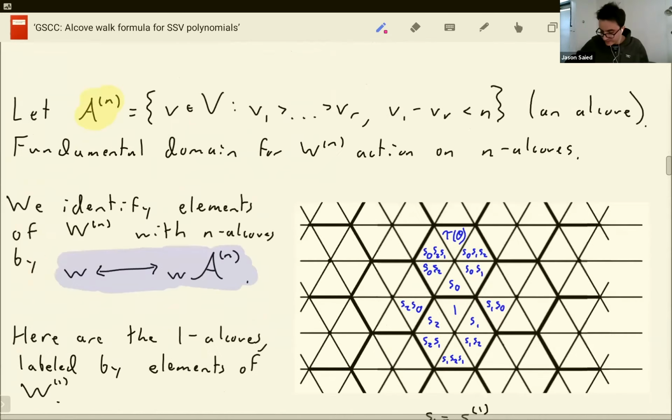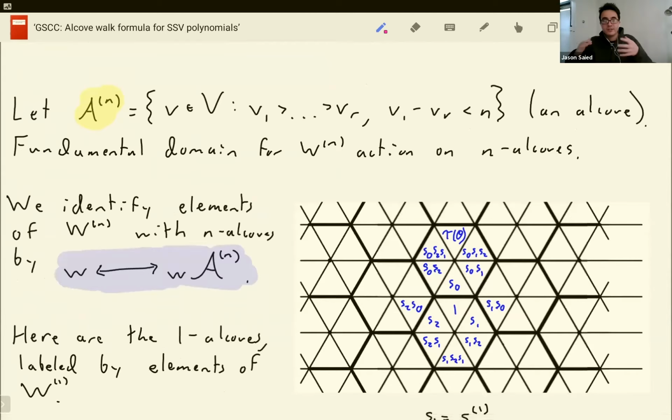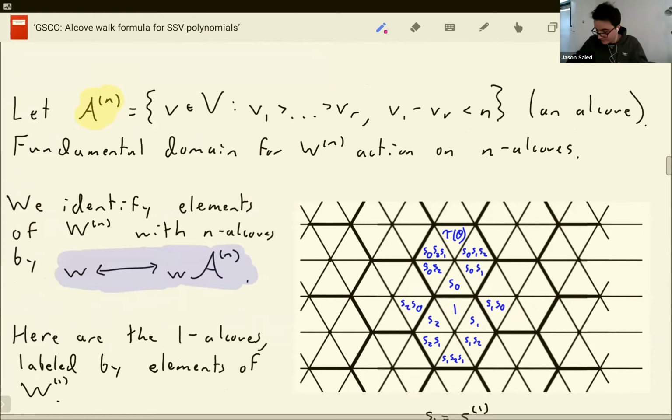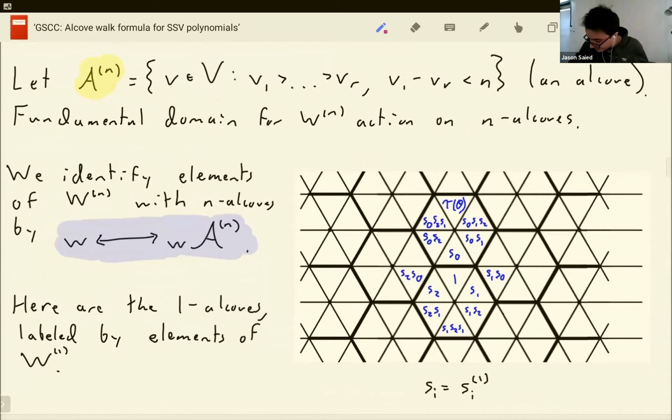And using this, we can identify elements of the n affine Weyl group with alcoves. So in this picture, I've written down a bunch of alcoves and the corresponding Weyl group elements. So here, this one, that's A1. And then, if you reflect over S1, then you're here, etc. So we can label the whole plane and all the alcoves with Weyl group elements. And I'll often be lazy and omit the upper one. So that's what I mean by S_i is S_i upper one.